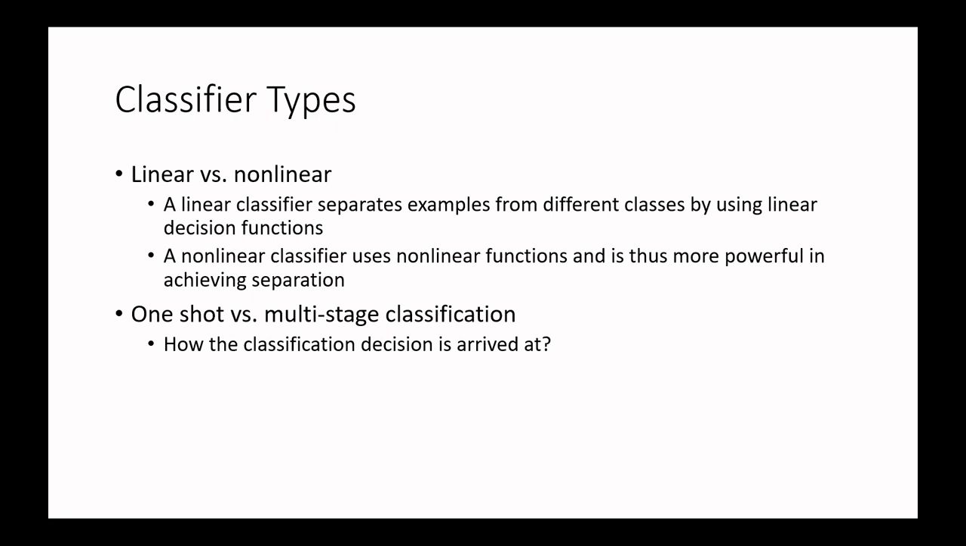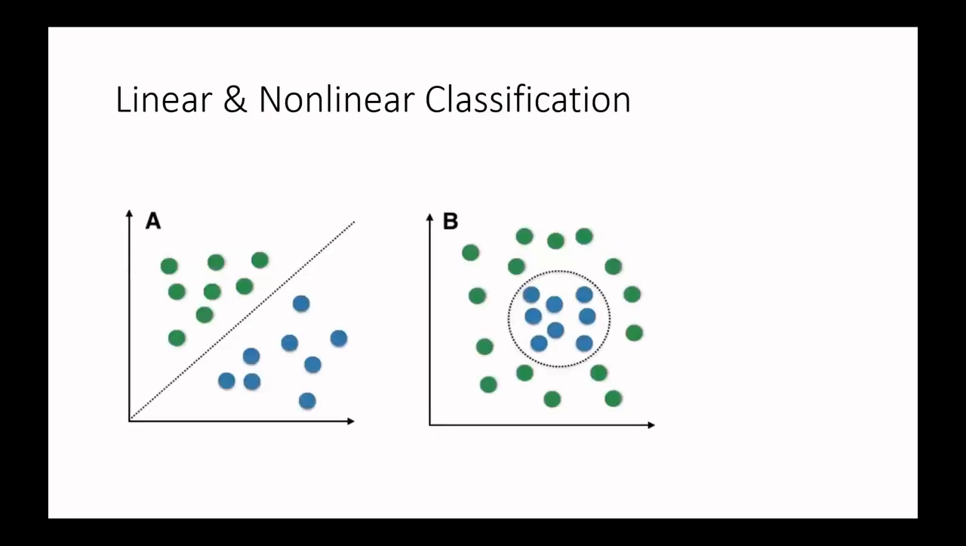A one-shot classifier is typically one where you input the data and it produces the output in one single calculation. A multi-stage classifier is kind of a tree structure. You look at some properties, make some partial decision, then look at some other properties, make a further decision, and so on and so forth. That is what we call multi-stage classification.